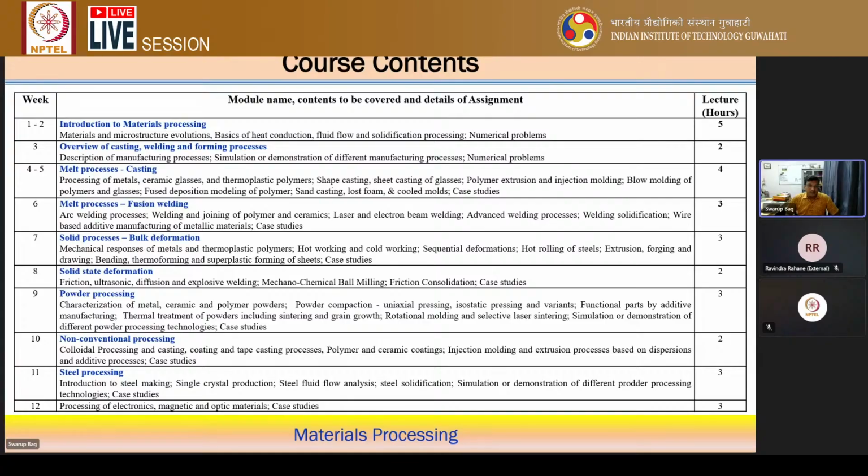And processing of electronic, magnetic and optic materials has been discussed finally. So this way we cover all these subjects.